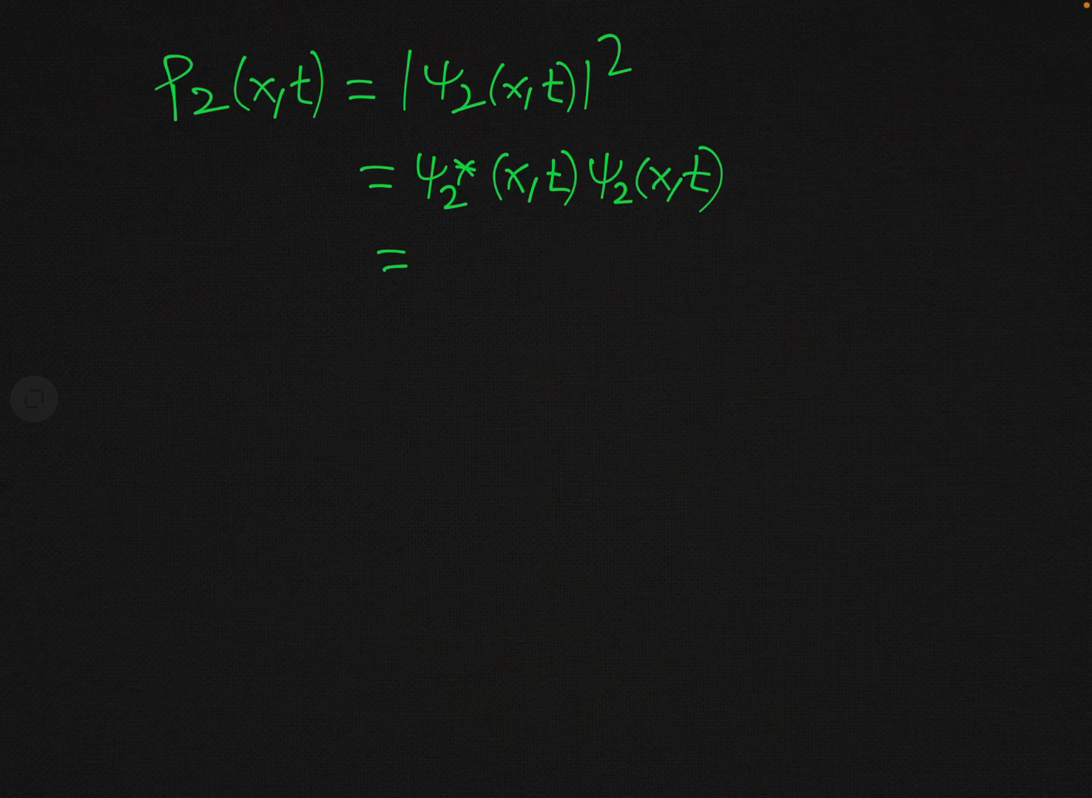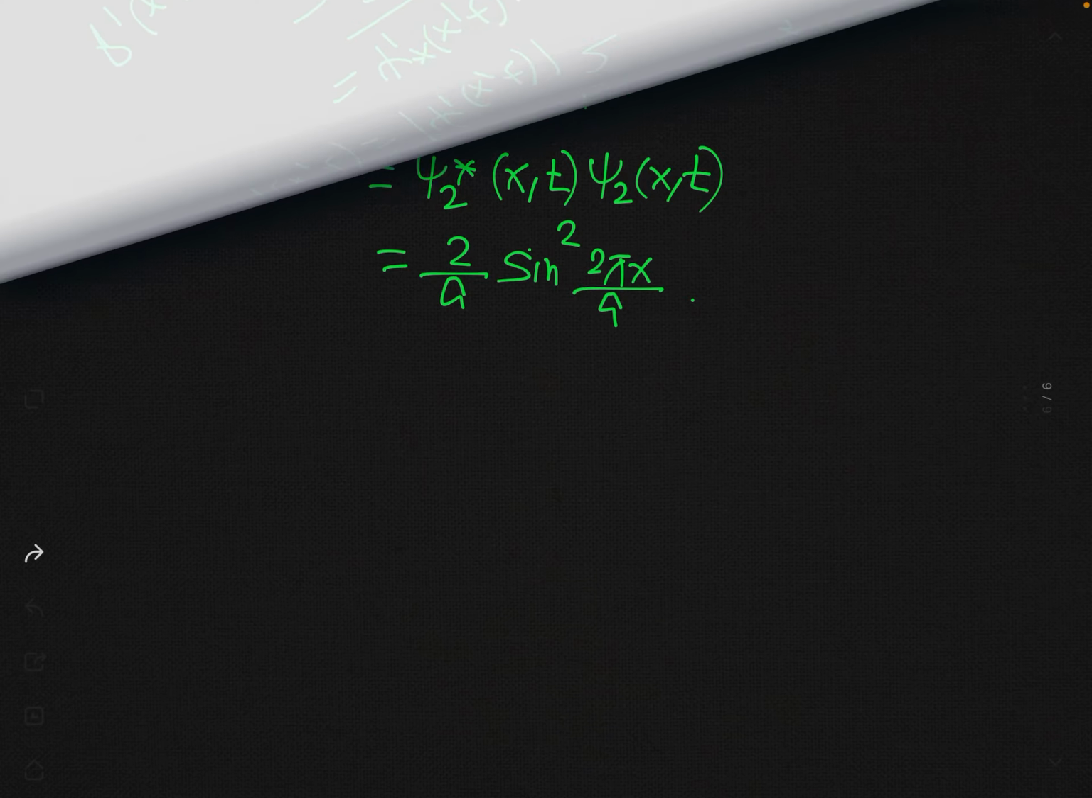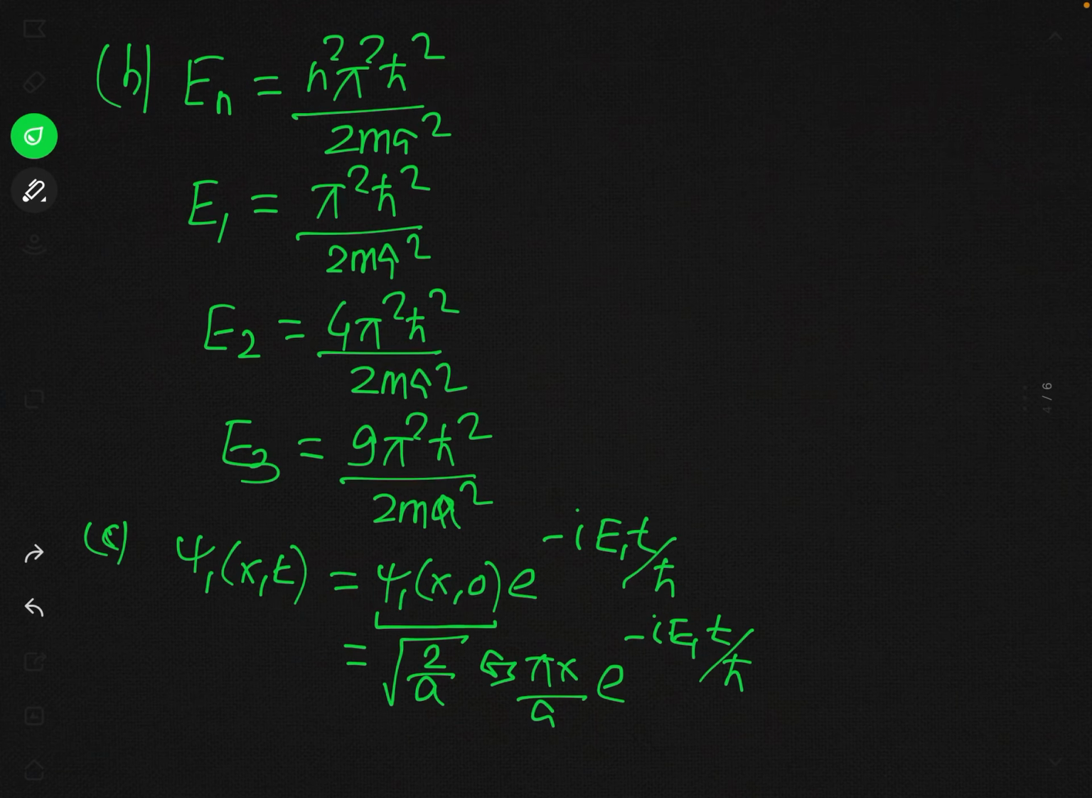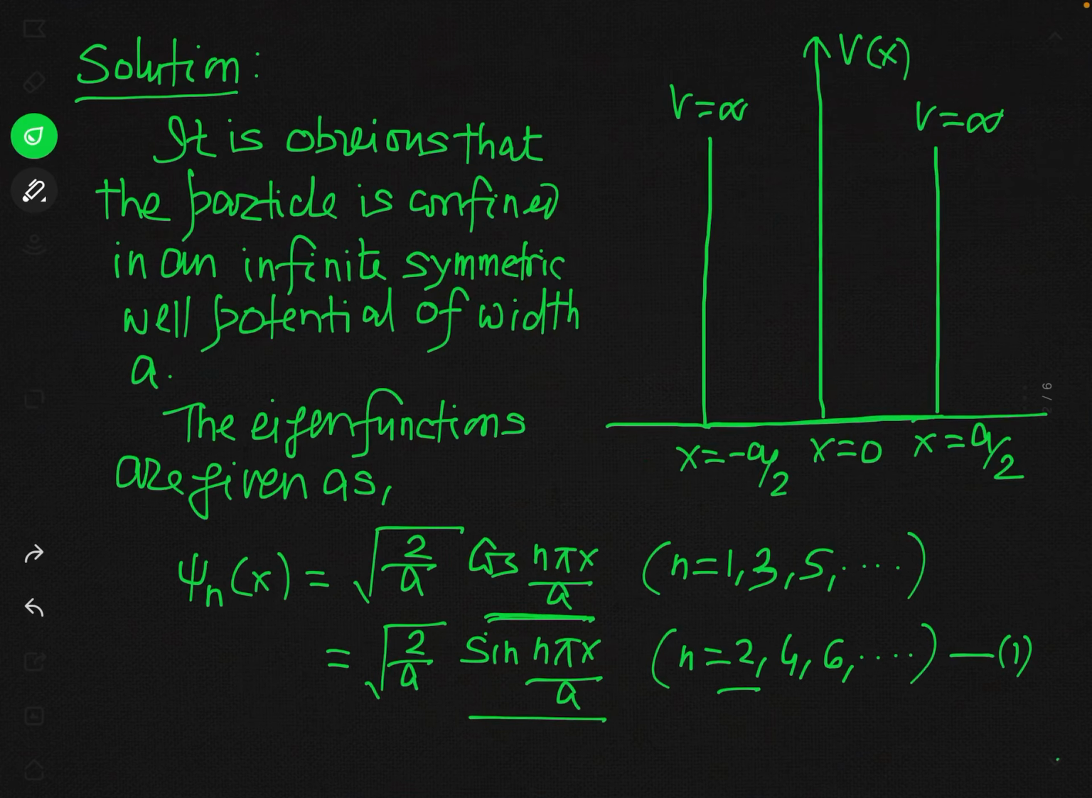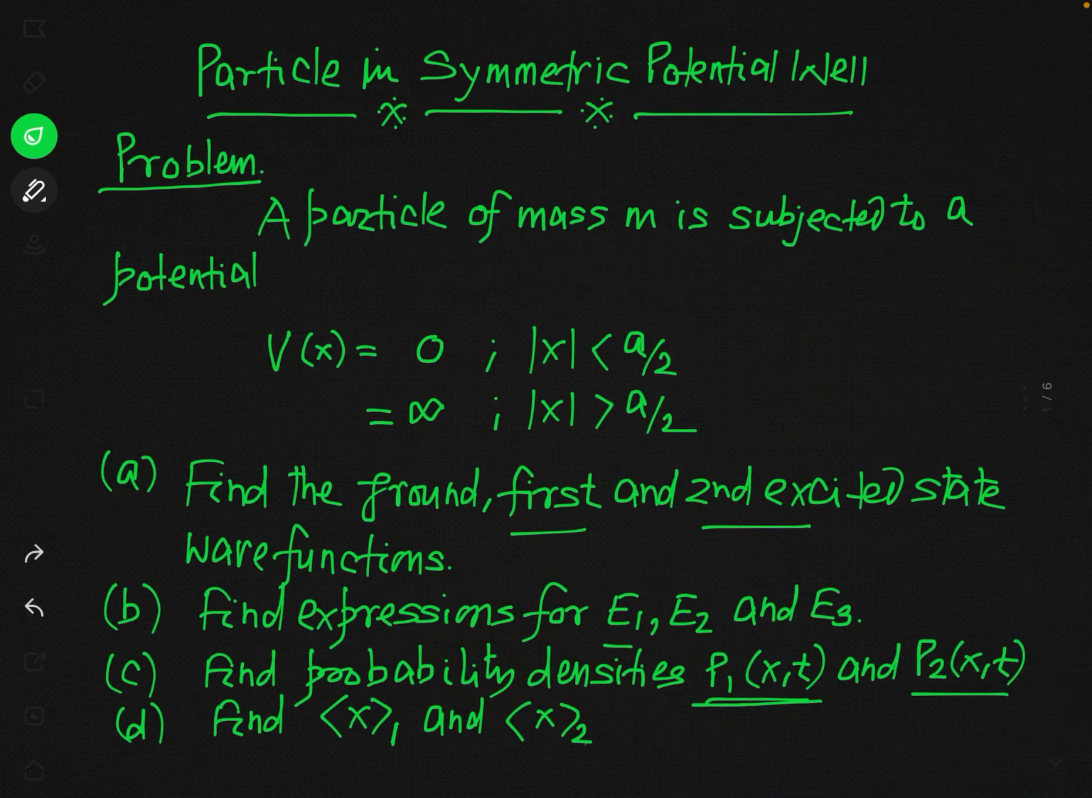And now let us substitute the values of these, and substituting these you can easily see this will be simply 2 over a sine square 2 pi x over a. So these are the probability densities P1 of x,t and P2 of x,t. Now let us see what is the fourth part of the problem.